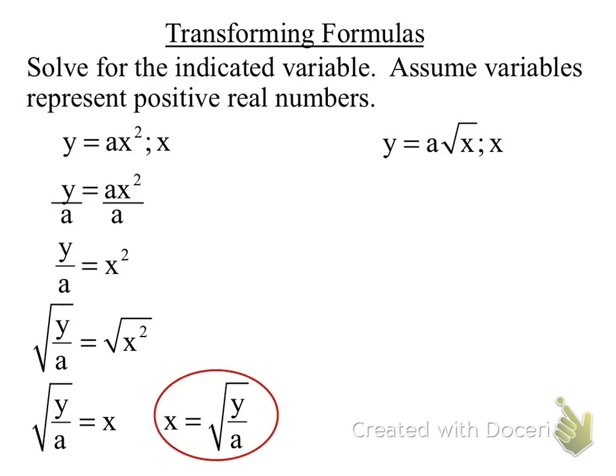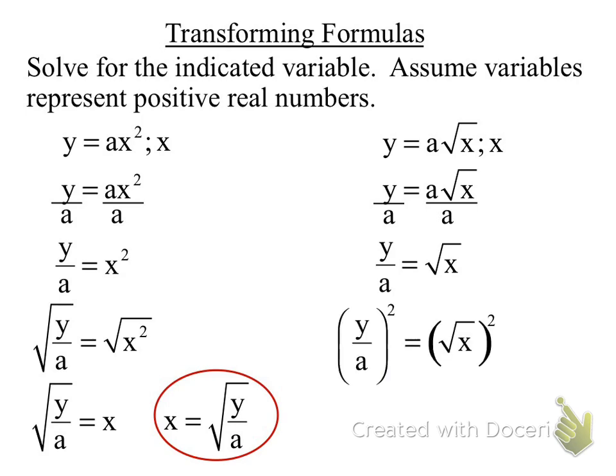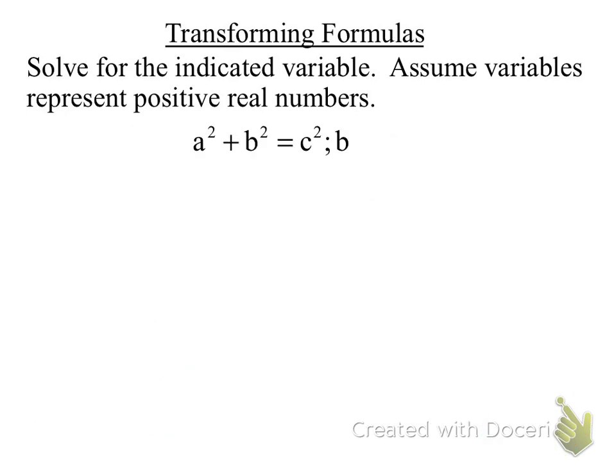So next one. What do I need to do to solve for x? Keenan. Divide both sides by a, and we get y over a equals root x. Now what, Frank? Now you want to square both sides. And we get y squared over a squared equals x. And turn it around. That's it. That's all we have to do. Are you guys clear on this? Okay, let's try the next one.